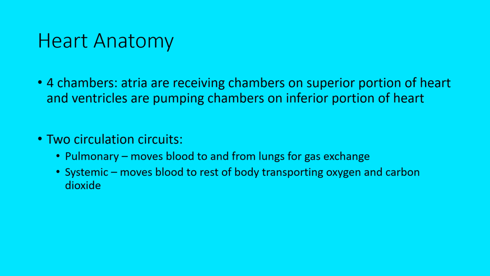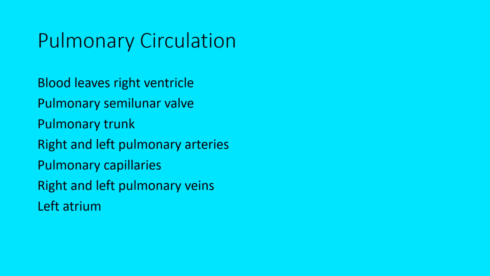The pulmonary refers to the circulation pattern that's going to be moving blood to the lungs and then from the lungs back to the heart again. This is necessary for the gas exchange to occur. And then the systemic circulation pattern is moving blood to the rest of the body other than the lungs, and it's now transporting that oxygen to all of the tissues throughout the body and receiving the carbon dioxide, which is a waste product.